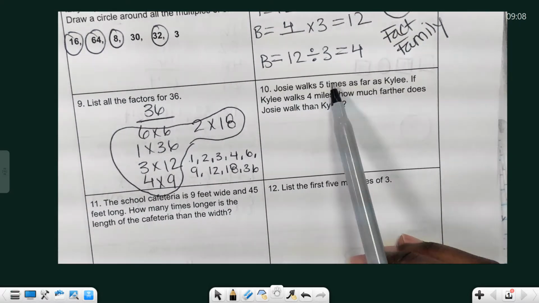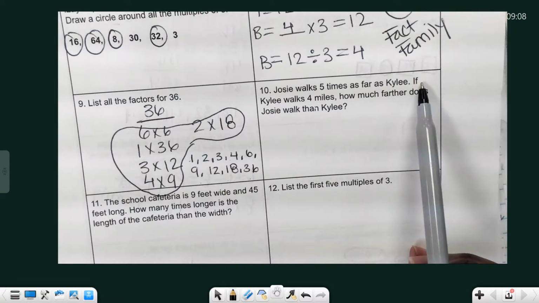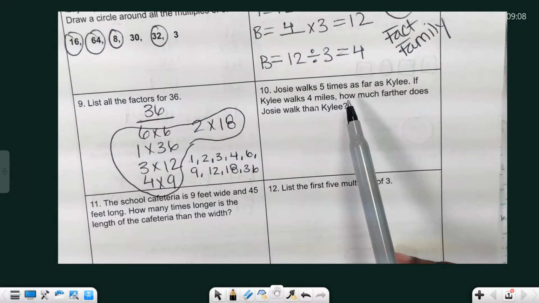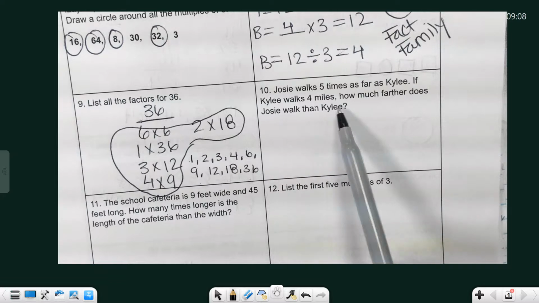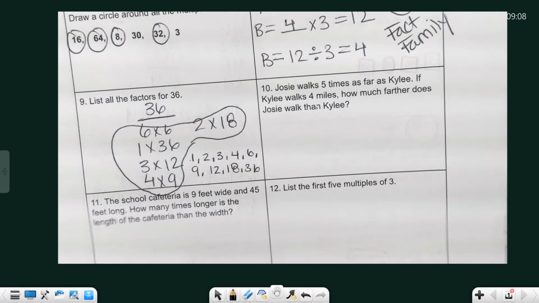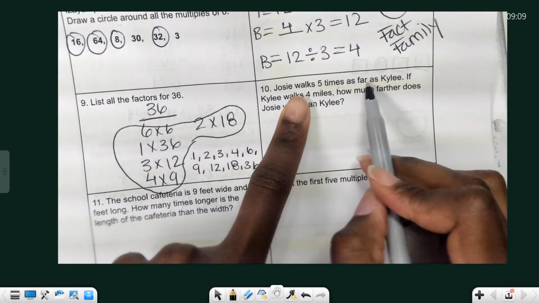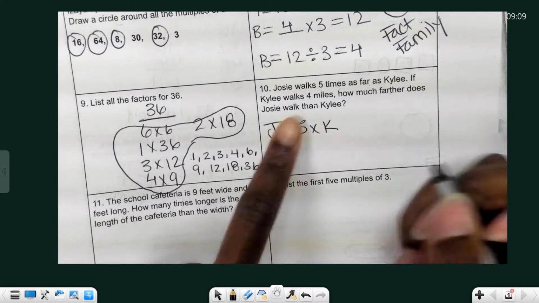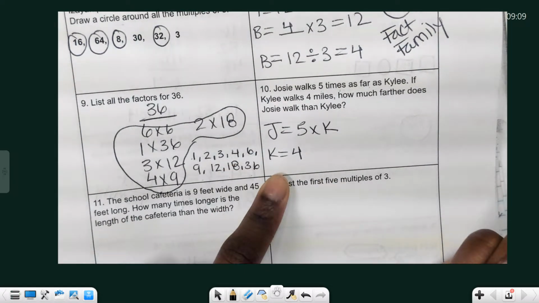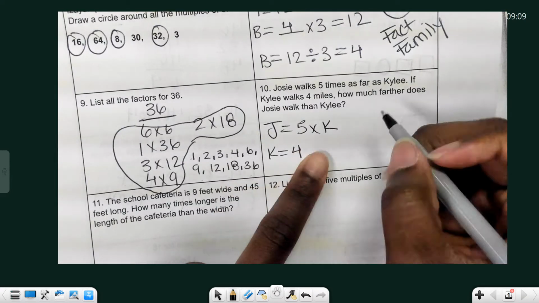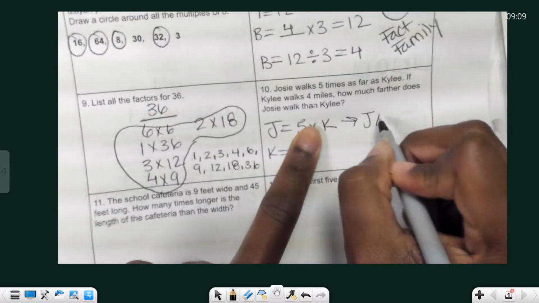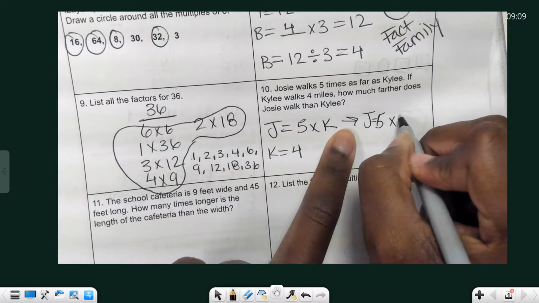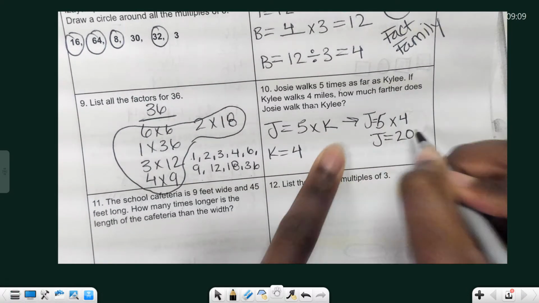Josie walks 5 times as far as Kylie. If Kylie walks 4 miles, how much farther does Josie walk than Kylie? This is a multiplicative comparison, and it has a little bit of additive inside of it. So look, Josie walks 5 times as far as Kylie. So we'll say J equals 5 times K. K equals 4 because that's how far she actually walked. So J is 5 times 4. So J equals 20, correct?